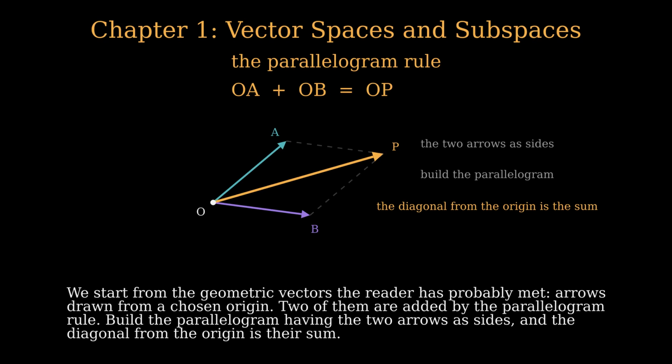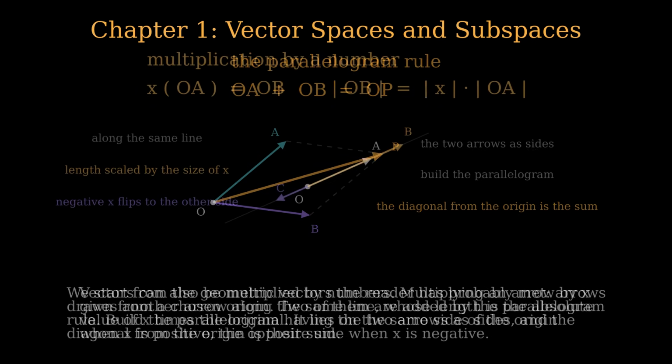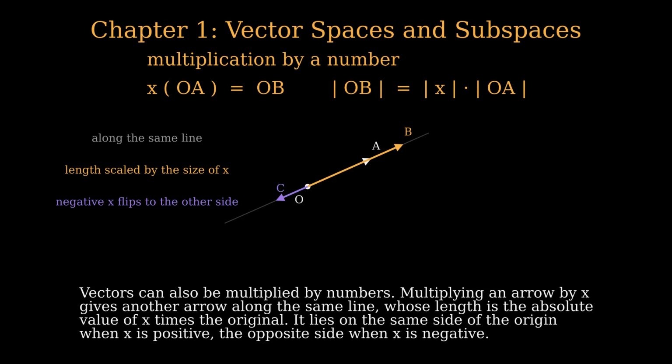We start from the geometric vectors the reader has probably met, arrows drawn from a chosen origin. Two of them are added by the parallelogram rule. Build the parallelogram having the two arrows as sides, and the diagonal from the origin is their sum. Vectors can also be multiplied by numbers.